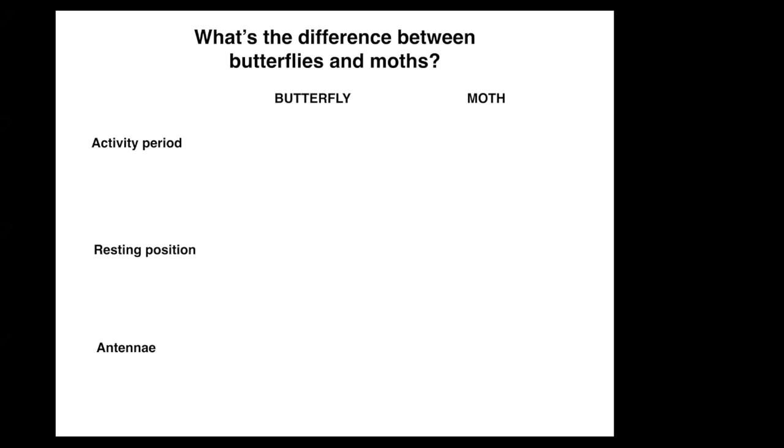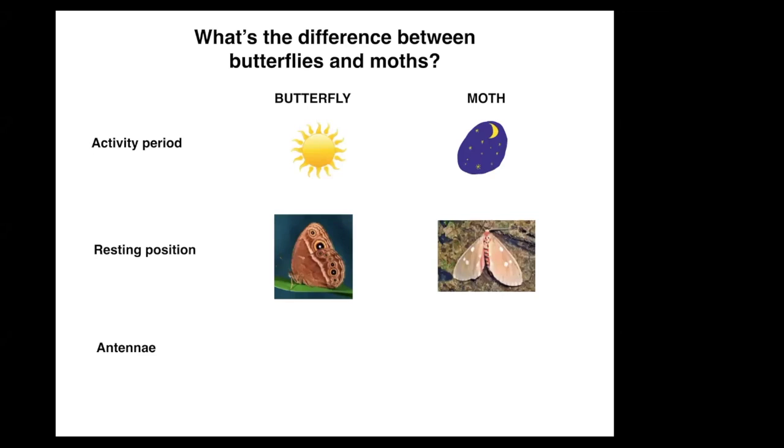And there are always exceptions. Nature does not put things into neat boxes. But for the most part, butterflies will fly during the day, and moths will fly at night. The butterfly will hold the wings in a resting position behind it, as opposed to the moth that usually spreads them out side to side.